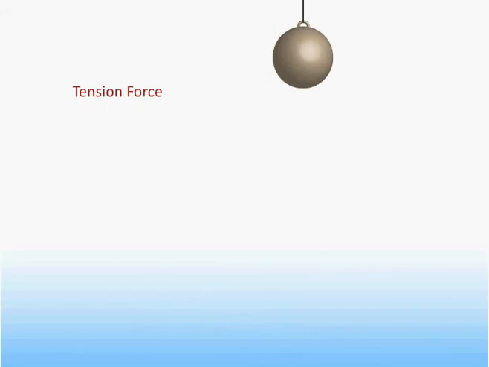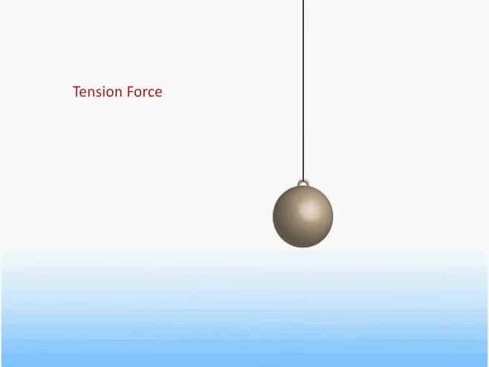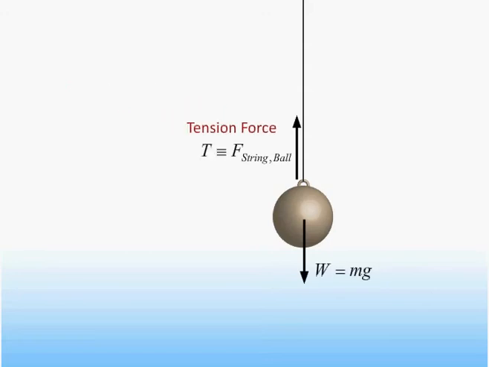Now, a force similar to the normal force between surfaces in contact with each other is the tension force in strings, wires, and ropes. Here we see a ball hanging from a string. What forces are acting on the ball? Clearly, the weight force acts vertically downward. In order to obtain the needed zero acceleration, the string must also be exerting a force on the ball. We call this force the tension force. It exists whenever the string is taut and its direction is along the string, in this case vertically upward.